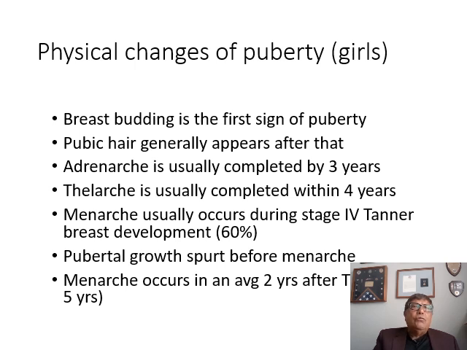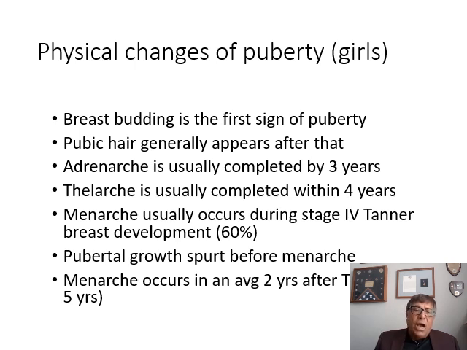Although pubic hair usually starts a little later, it is completed by about 3 years, and breast development, what we call thelarche, is usually complete within 4 years. This is not a solid number, there is always some variation, but if you remember this it will serve you very well for your examination or for understanding this slide. And this is also very important.